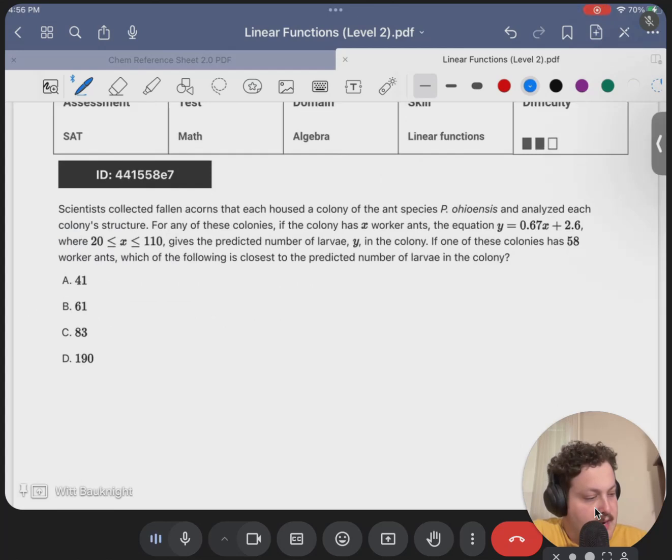Scientists collect fallen acorns that each house a colony of an ant species, whatever, analyzed. If the colony has x workers, the equation between these bounds gives the prediction of the larvae in the colony. If one of those colonies has 58 worker ants, what's the closest prediction? Cool. This is just a weird way of saying plug in 58. What's y? 0.67 times 58 plus 2.6.